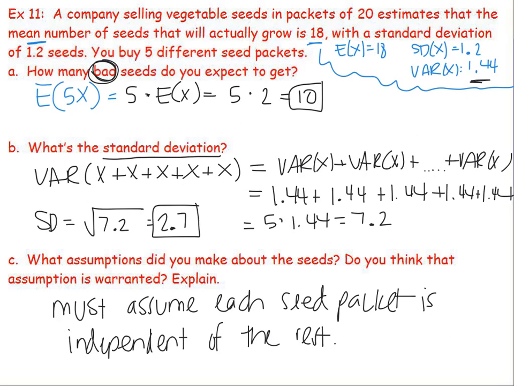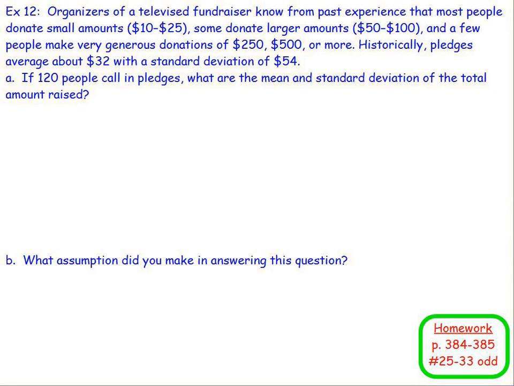So let's look at the very last example. Owners of a televised fundraiser know from past experience that most people donate small amounts, $10 to $25. Some do donate larger amounts of $50 to $100, and a few people will make very generous donations of $250, $500, or even more than that. Historically, pledges average, here's some info, average about $32 with a standard deviation of 54.